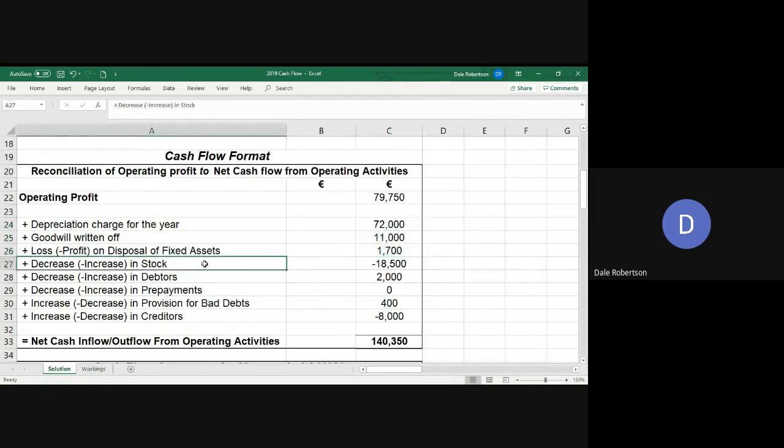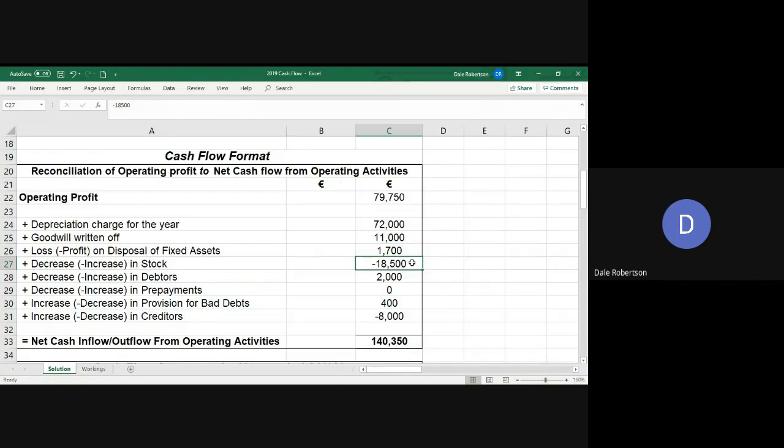Then you have the increase or the decrease in stock, debtors, prepayments, provision for bad debts, and creditors. Please note here, I have written down decrease or increase. In the question that you answer, you must pick which one it is and only write that. This is sort of the template that works in each case for me. But here, stock, we can see in the question, it has gone from 89,000 to 107,500. That is an increase in stock. How do we increase stock? Well, it will cost us cash, so that is a cash outflow.